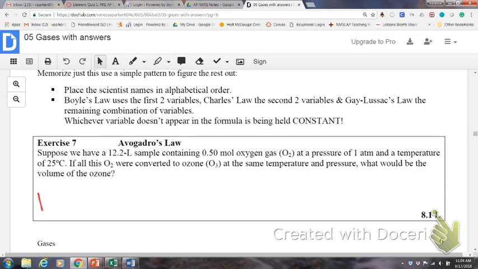So we're going to have V1 n2 equals V2 n1. What would be the volume? So we're looking for V2. So that's going to be V1 n2 over n1. So plug all that in there. Actually, you could do it this way, or you could do it stoichiometrically as well. If you want me to show you both ways.